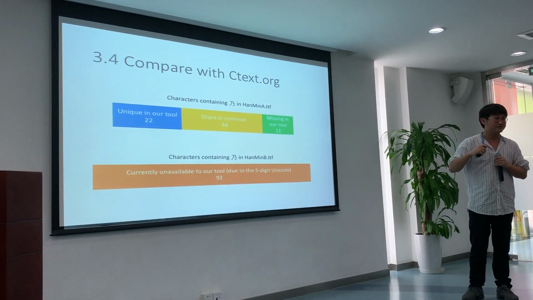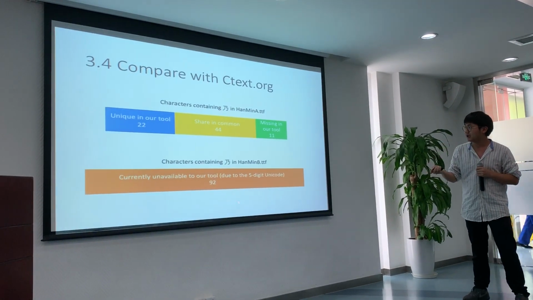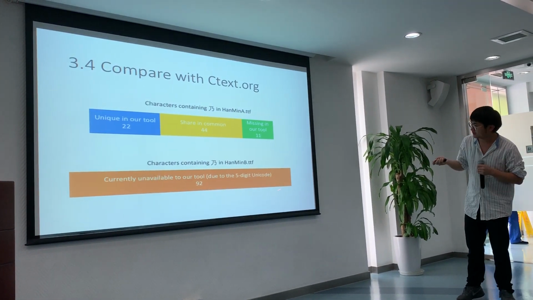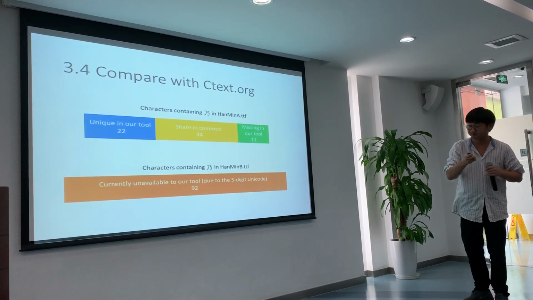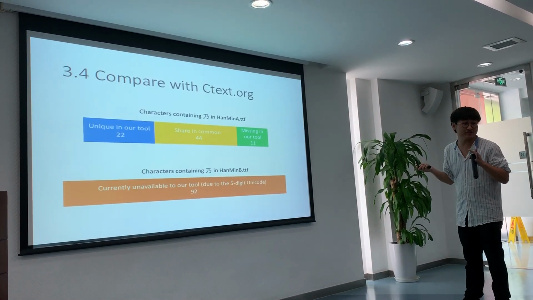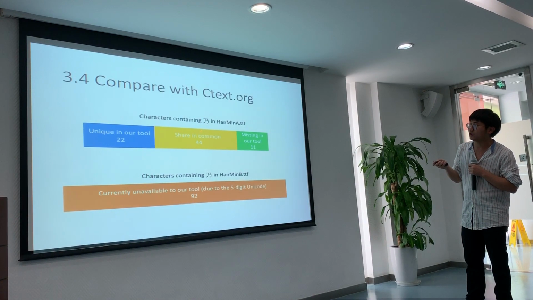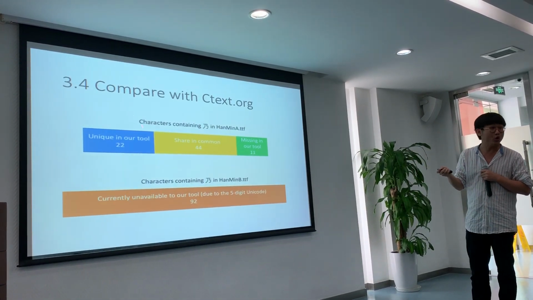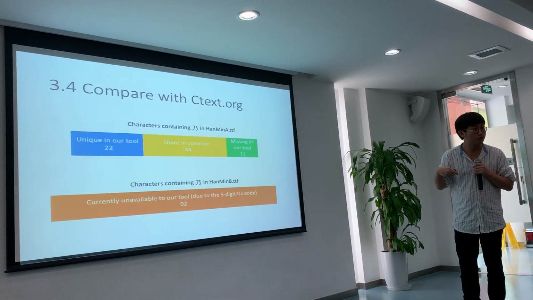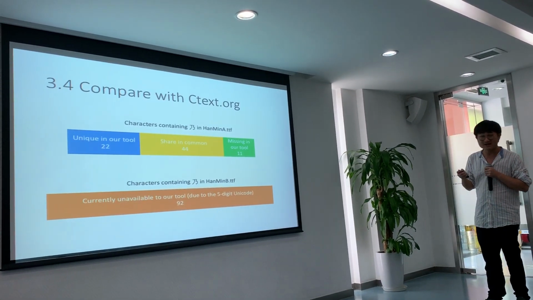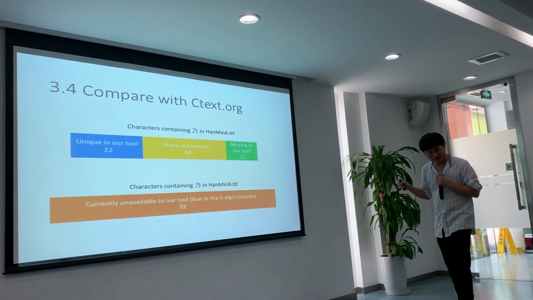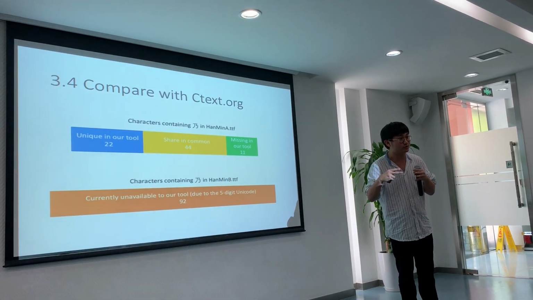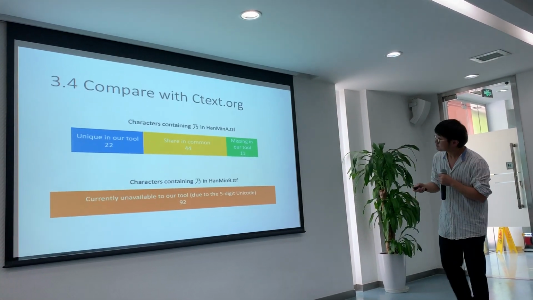Compared to C-text, the best tool we know, first, there are missing characters because of the 5-digit problem. Among the 4-digit ones, there are 44 shared in common by our tool and C-text. There are 22 unique characters in our tool, while there are still 11 missing in our tool. But I think we can always merge results from different tools.